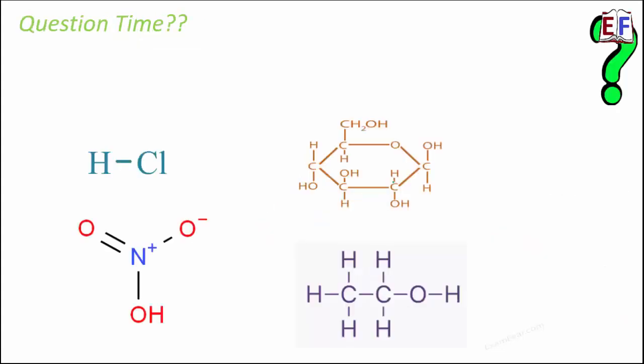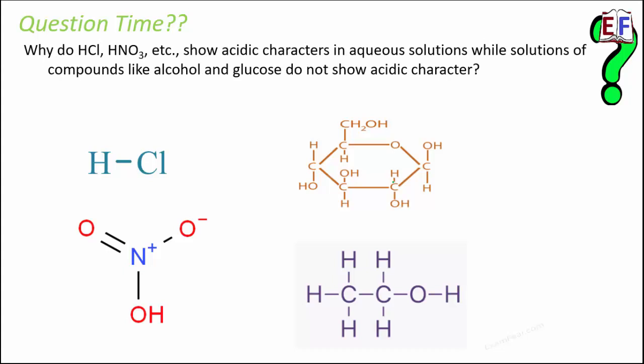Quick question time again. Why do HCl, HNO3, etc. show acidic characters in aqueous solutions, while solutions of compounds like alcohol and glucose do not show acidic character? So now I have to ask you a question. Here on the screen you see the structures of all of these. This is HCl and HNO3, and this is alcohol and glucose.